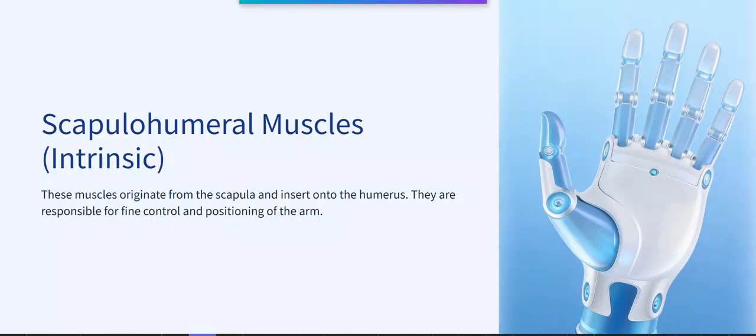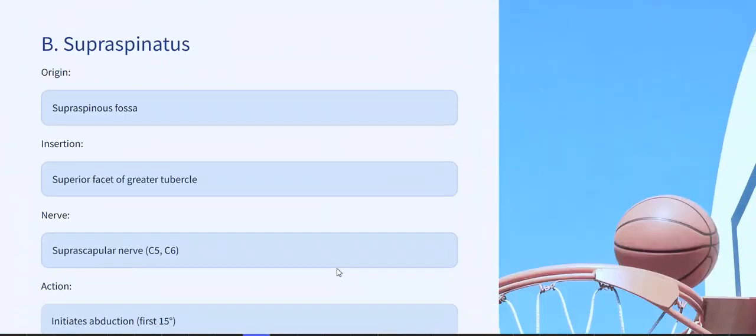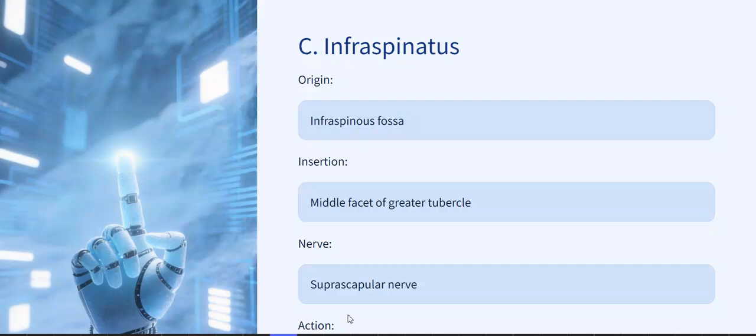Deltoid. The deltoid is medial rotation. Middle fibers: abduction, 15 degrees to 90 degrees. Posterior fibers: extension and lateral rotation. Clinical tip. If the axillary nerve is injured, loss of shoulder contour occurs.